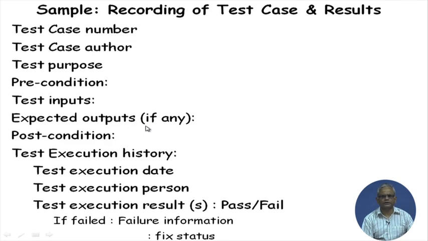what would be the program state after the test has completed, and then test execution date, the person conducting the test, test result, pass or fail, and if fail, what are the details of the failure, what really happened, and then what is the fix status, which is once this is given to the developer, they would try to fix it and they would write the fix status.